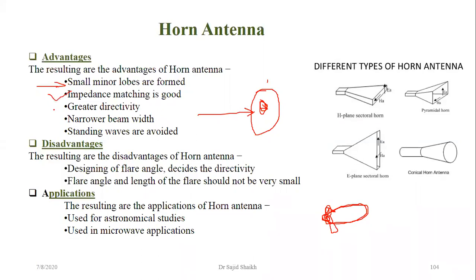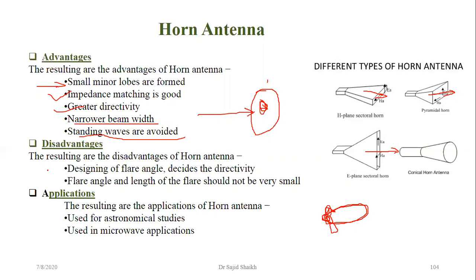Third one, it has great directivity. Why is it great directivity? Because it radiates the energy in only one direction. So there is no question of directivity because of this aperture. It has very good directivity. A narrow beam width, yes, it is unidirectional, so that's why it has a narrow beam width. Now, standing waves are avoided. Whatever standing waves are there are avoided because of the unidirectional radiation.